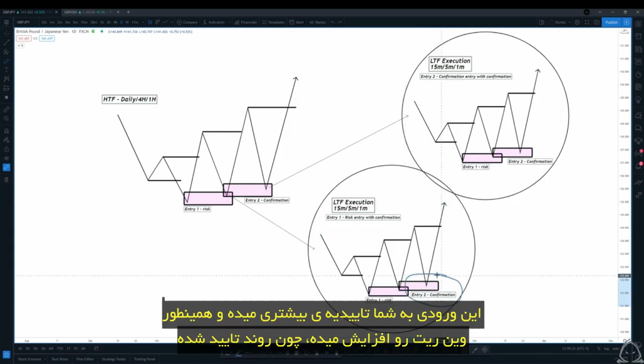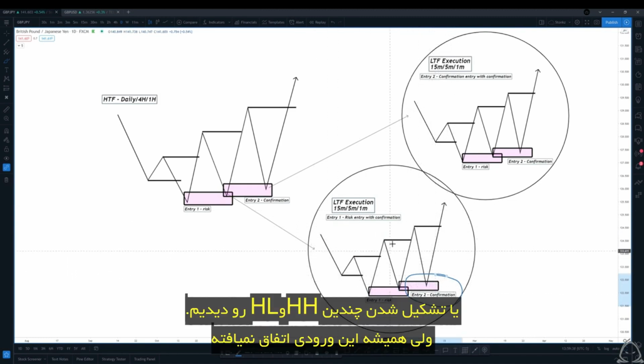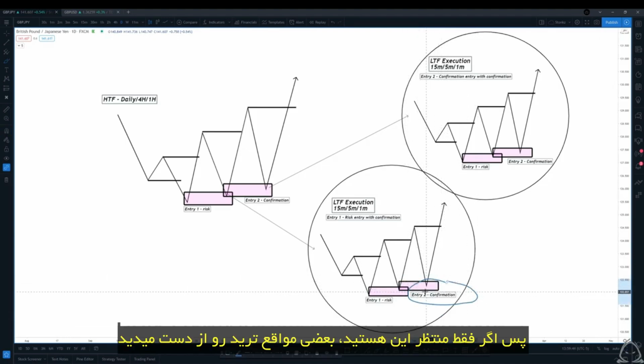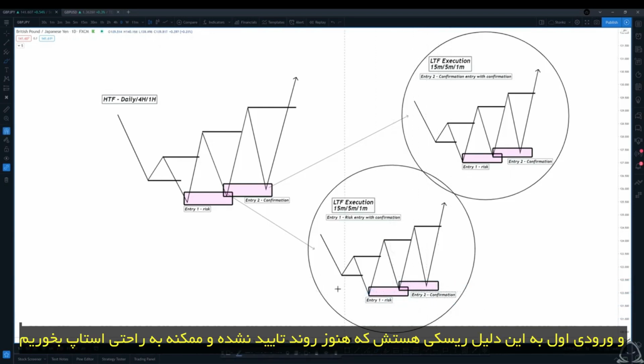This entry will give you a little bit more confirmation and also improve your strike rate as the trend has confirmed. We're seeing a succession of higher highs and higher lows being formed, but not all the time will this entry come. So sometimes you will miss trades if you are only waiting for that. And entry 1 is more risky because we haven't confirmed the trend yet and we could very easily be stopped out.